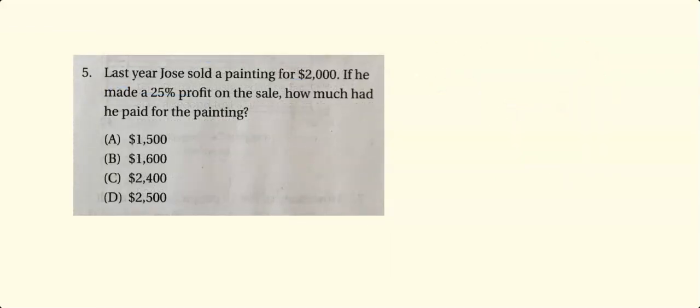Number 5. Last year, Jose sold a painting for $2,000. If he made a 25% profit on the sale, how much had he paid for the painting? In other words, he paid a certain amount, we'll call that X. He made 25% profit on that, and then he ended up selling for $2,000. So let's say we start with X, which is how much he paid. 25% of that would be added to the price he paid.